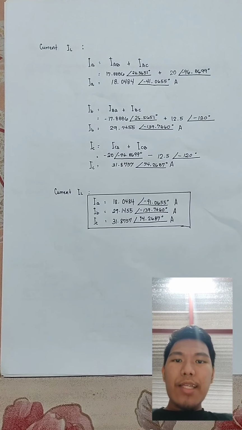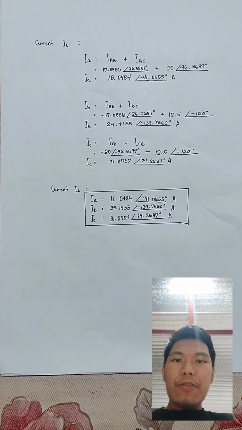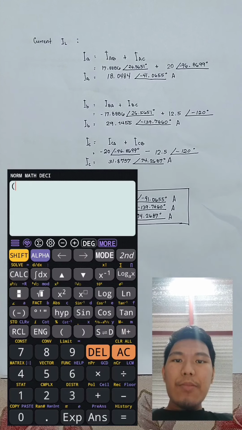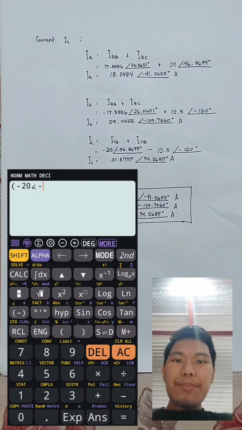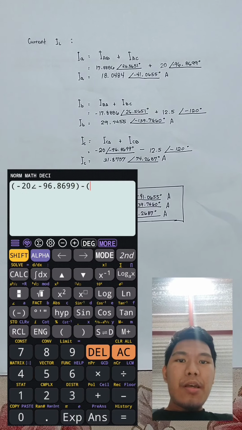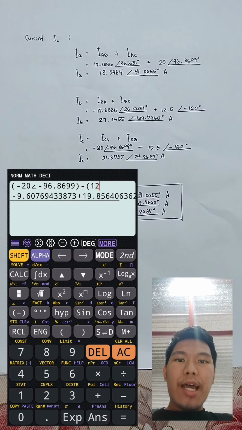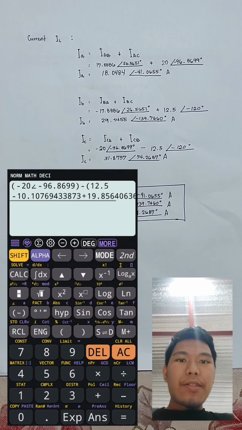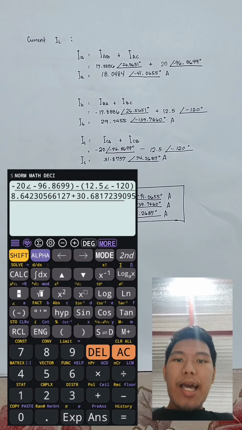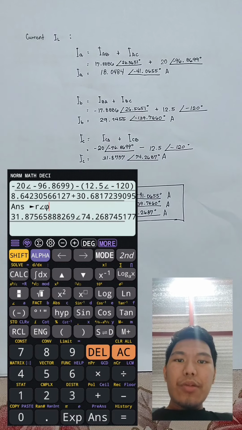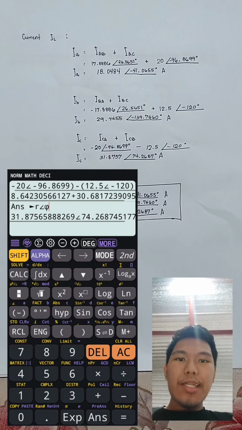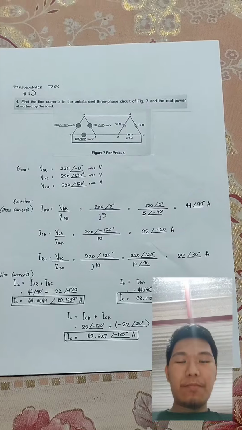For the value of ICA, it is the value of IAC but in different sign. Negative 20 ∠ negative 96.8699 degrees minus ICB, the opposite sign of the IBC, negative 12.5 ∠ negative 120 degrees. IC is now equal to 31.8757 ∠ 74.2687 degrees ampere.